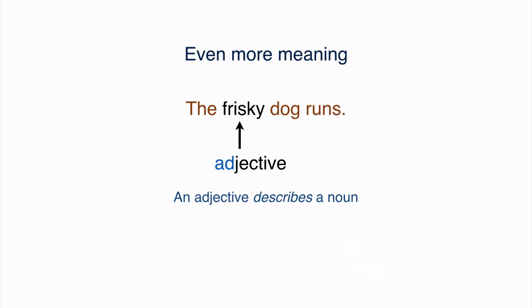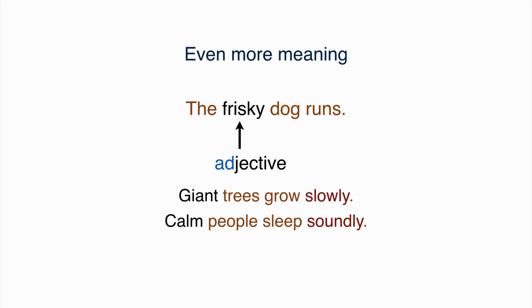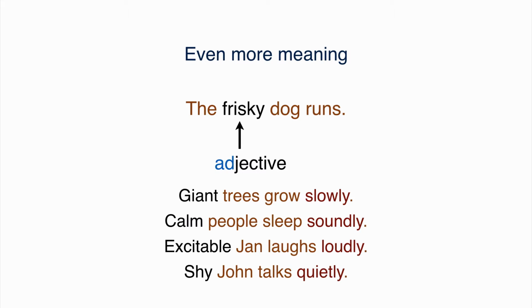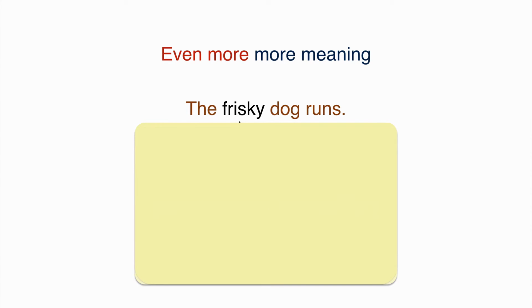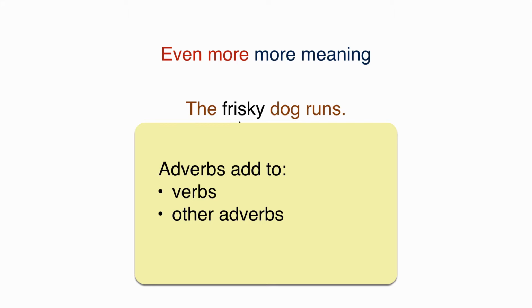Let's look at a few more. Giant trees grow slowly. Calm people sleep soundly. Excitable Jan laughs loudly. And shy John talks quietly. Now, you remember adverbs? Just to remind you, adverbs add to, as we said earlier, verbs, other adverbs, but guess what? They also add meaning to adjectives. So adverbs are amazingly powerful words. Amazingly, by the way, is an adverb in that last sentence.